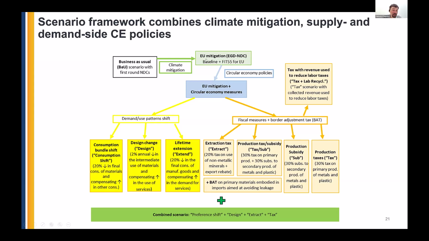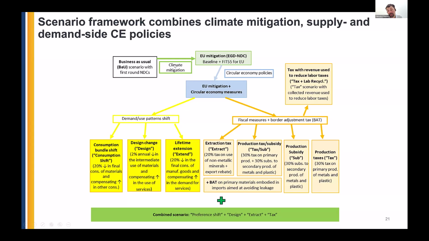Then we have a climate mitigation scenario, which adds mitigation on top of the baseline scenario, and in particular, focusing on EU. So what happens if EU reaches the Fit for 55 target, which in our case is essentially a carbon price on EU ETS sectors and achieving 55% reduction in 2030 relative to 1990. And the idea here is to look into how climate mitigation policy could impact circularity. And then we do the same with circularity, looking at how circular economy policies could impact their mitigation goals.